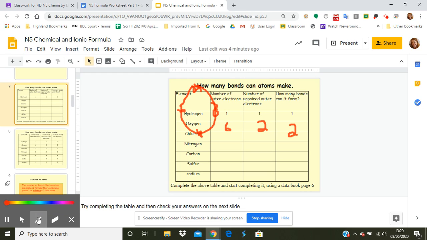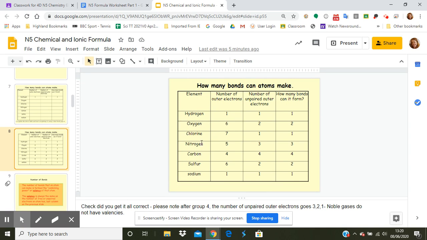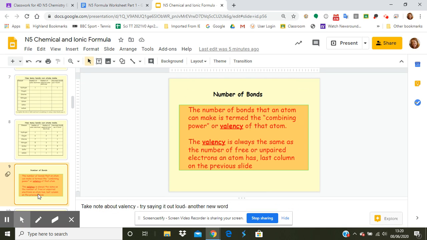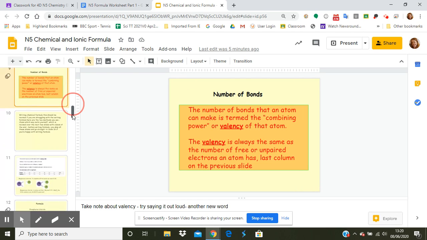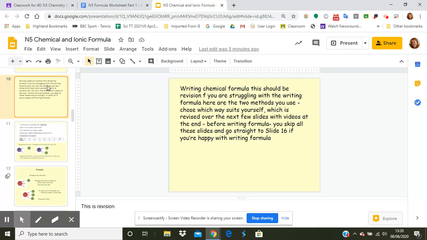So just to recap what valencies are, try that table without, there is not a copy of it in the worksheet, it's just for you to recap. Check your answers on the next slide. Valencies are just the number of bonds that each element can form. The next few slides are all revision, all the way up to about slide 17.